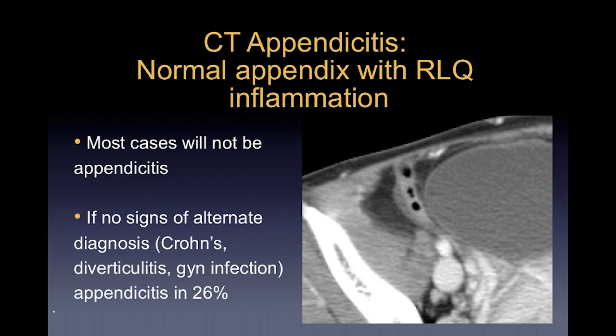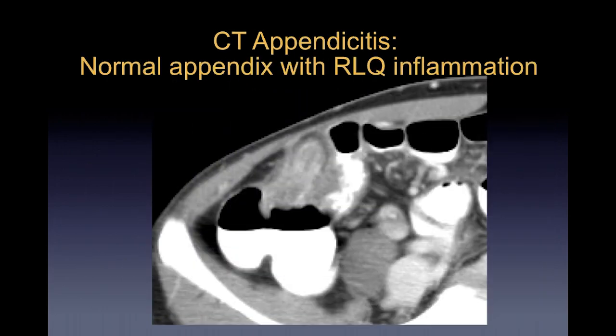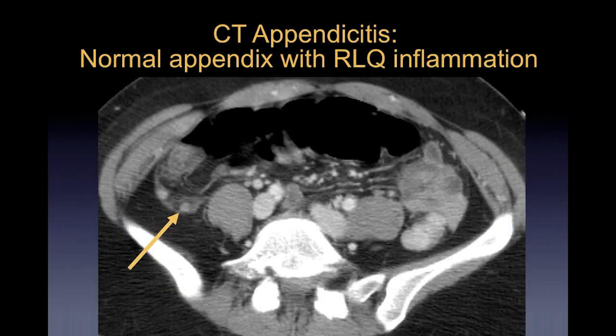Well, first off, you have to look for any alternate explanation. And in this case, the patient did have this clear terminal ileal inflammation. This was a patient who ended up having Crohn's disease. There was just a little bit of reactive fluid around the appendix. But sometimes you can't come up with another explanation.